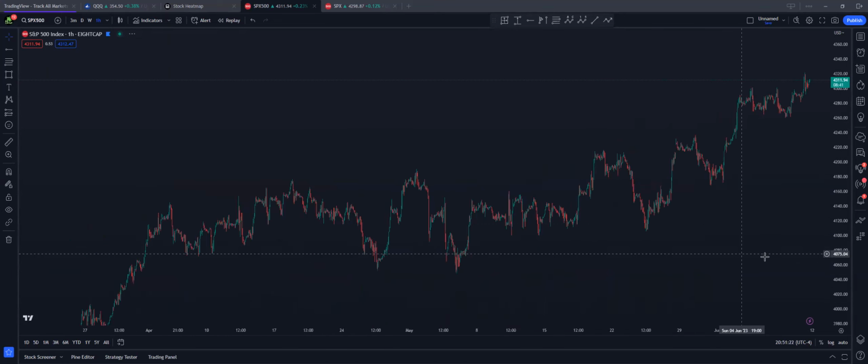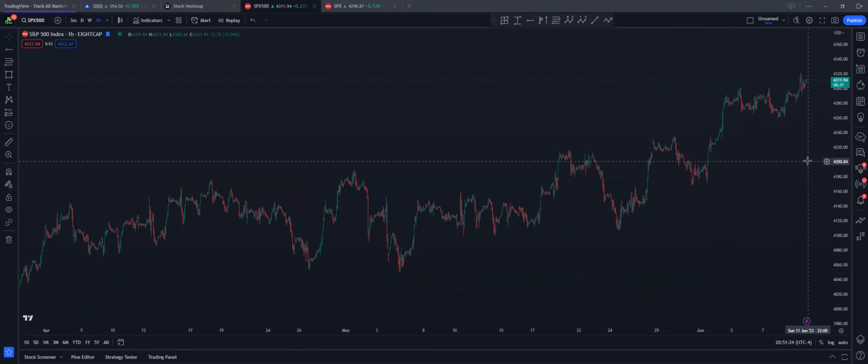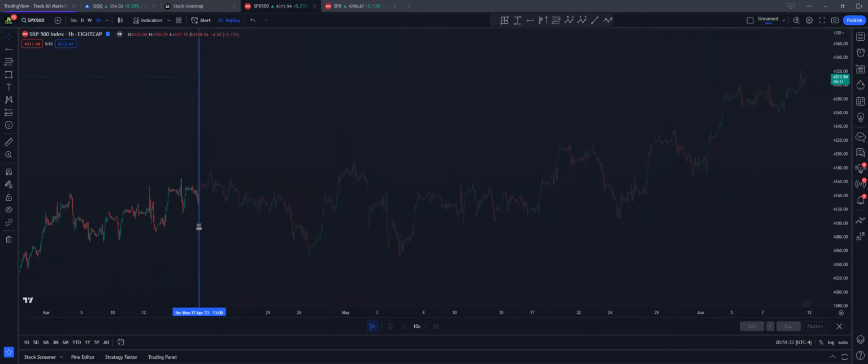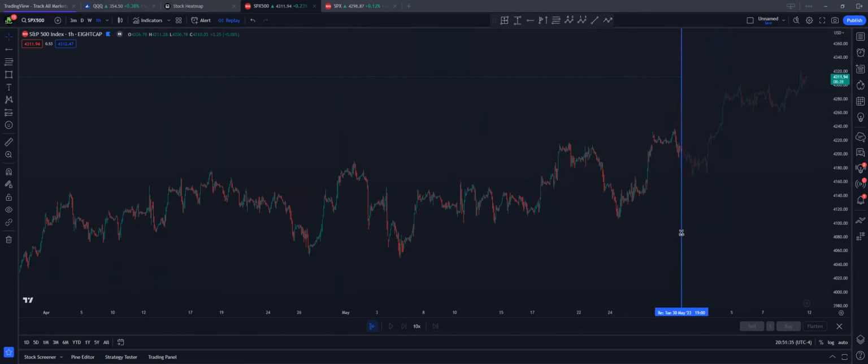So let's look at this SPX chart, right? We're going to ignore this movement from the past week, and we're going to go back to this range right here, because again, this is where the accumulation distribution was at play.